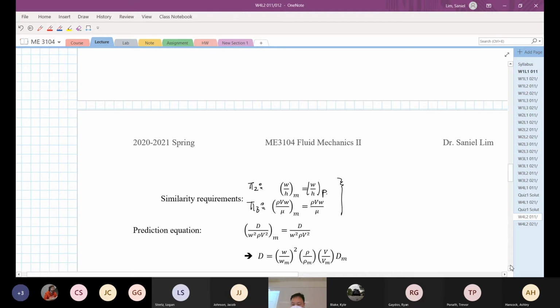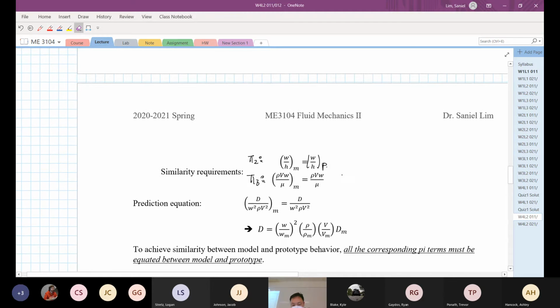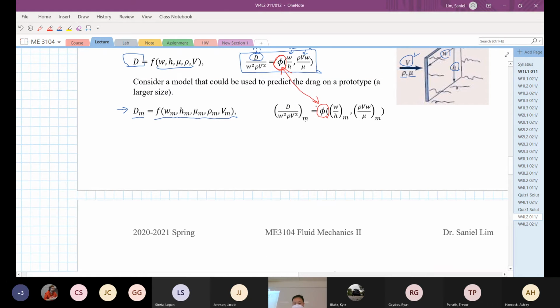those are all satisfied. Okay, so when you check these, then you can conclude that your prediction equation, which is the dependent pi term, is also satisfied for both model and prototype, okay? So basically, in order to conduct this type of dimensional analysis, all three pi terms here have to satisfy the relationship phi here, okay?